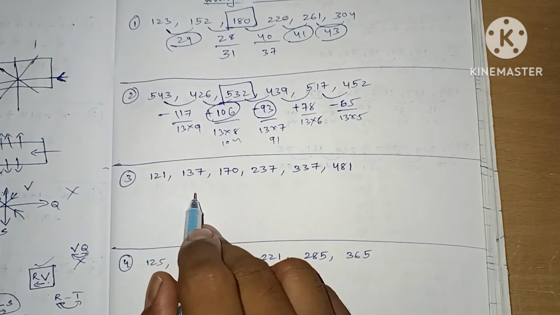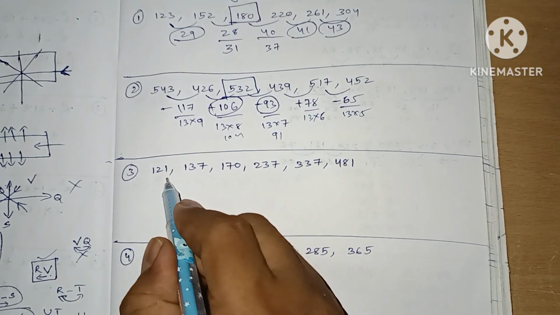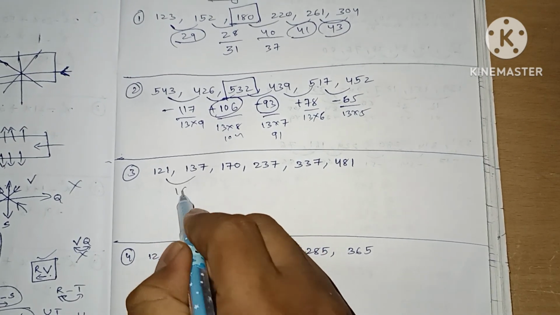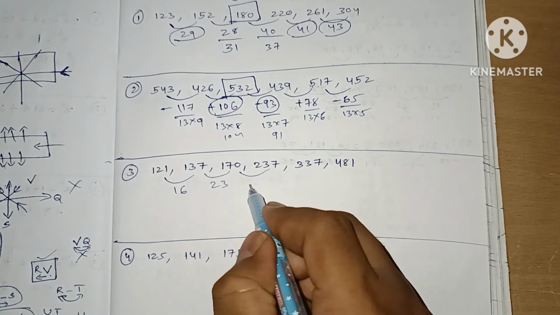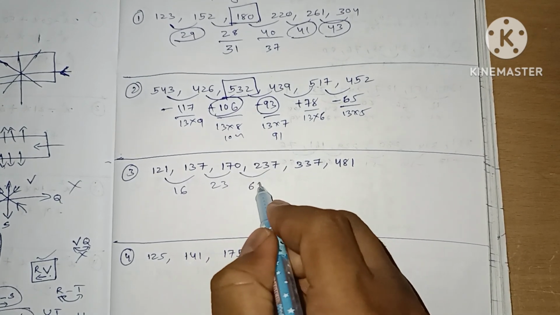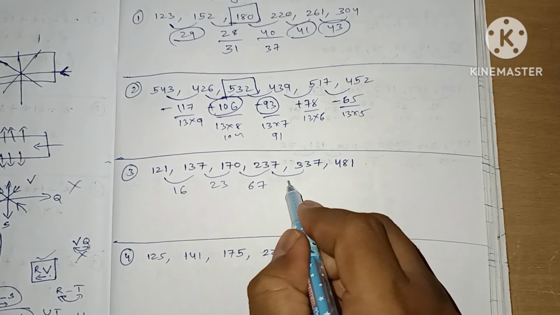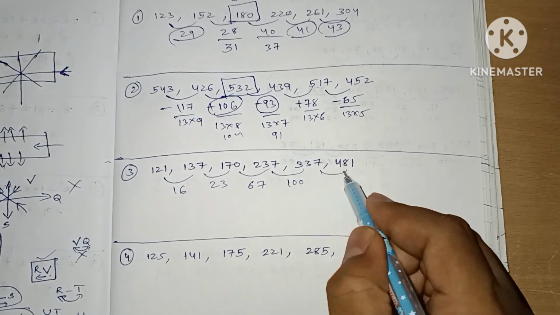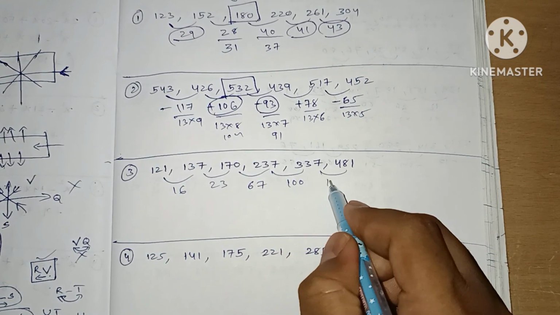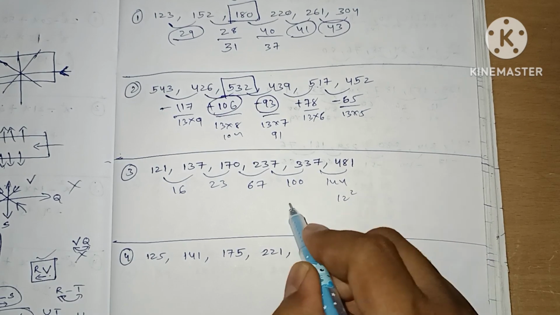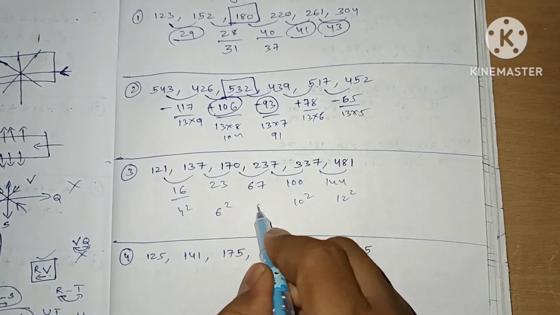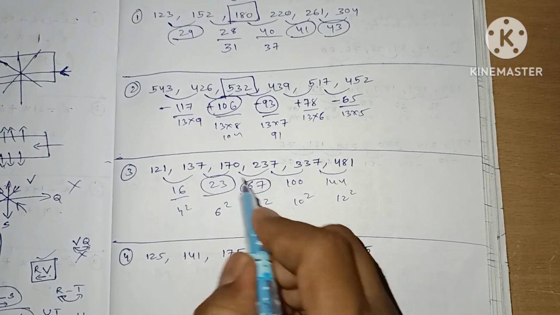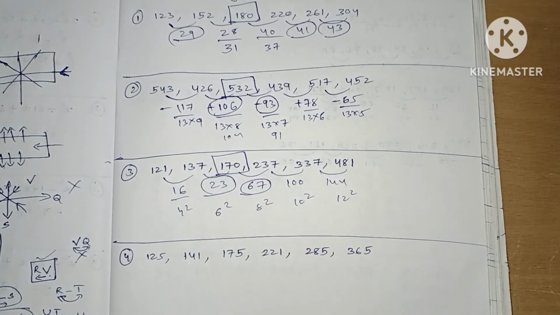Okay, let's see third question. Here the difference between these two is 16. Here the difference between these two is 23. The difference between these two is 30 and 37 will be 67. Here the difference between these two is 100. Here the difference between these two is 144. So it is 12 square, 10 square. This is 4 square. So it must be 6 square and this must be 8 square, which are wrong here. So our wrong number is this one.